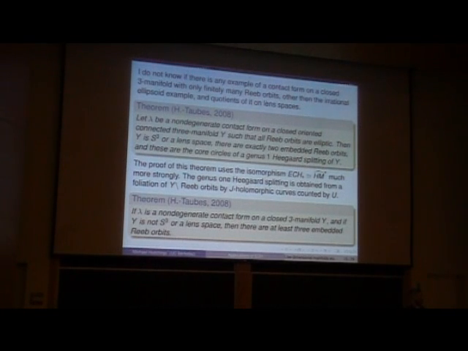Now, I have to make an embarrassing confession, which is that I basically don't know any other example of a contact form on a closed 3-manifold with only finitely many embedded Reeb orbits. The only examples I know are the ellipsoid example. You can also take a quotient of it by a cyclic group action to get a similar example on a lens space. I don't know any other example. So it's possible that in all other cases, there are infinitely many embedded Reeb orbits. So you could ask, can we improve the Weinstein conjecture to get a lower bound on the number of Reeb orbits that's bigger than 1? We can get some slight improvements here.